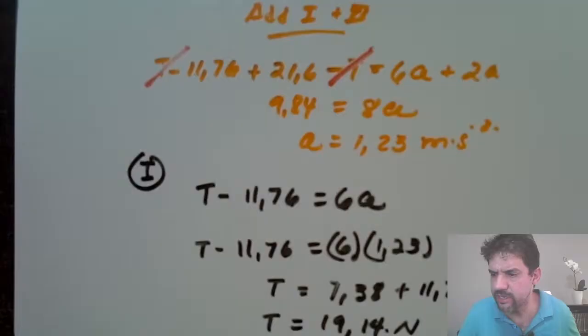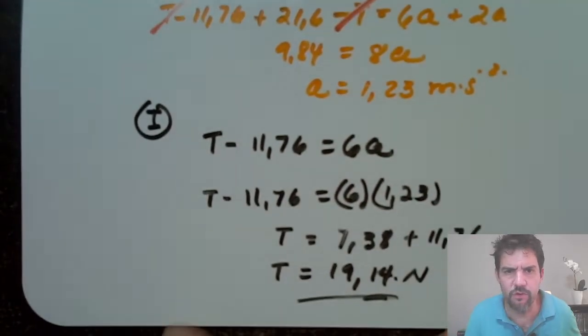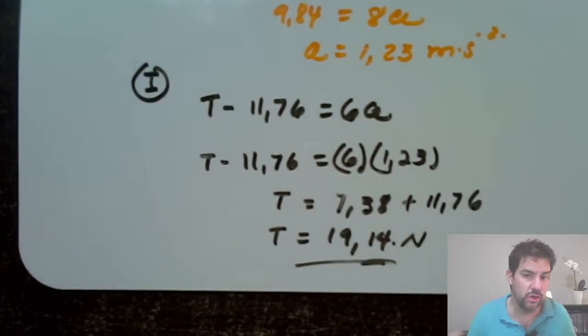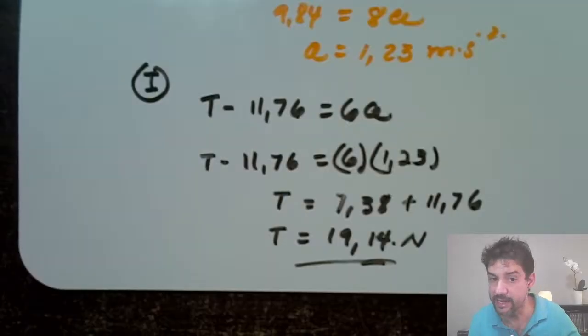Why is the acceleration increasing? Because the resultant force increases. That's it. When you remove friction, the resultant force increases and then the acceleration increases as well. That is the final part of this question.